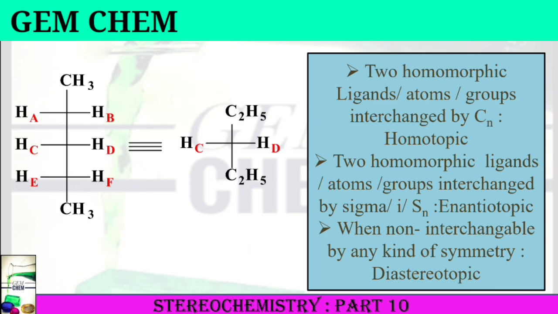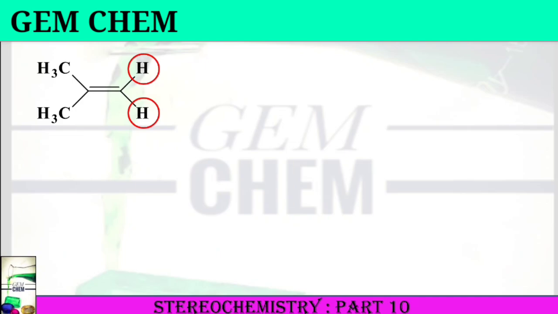Two homomorphic ligands that can be interchanged by sigma, i, or Sn are enantiotopic, and when they are non-interchangeable, that is, they are not mirror images of each other or they don't have an axis of symmetry, they are known as diastereotopic.